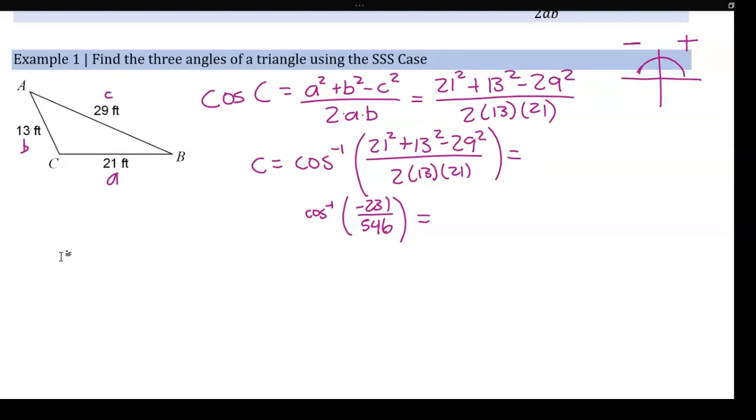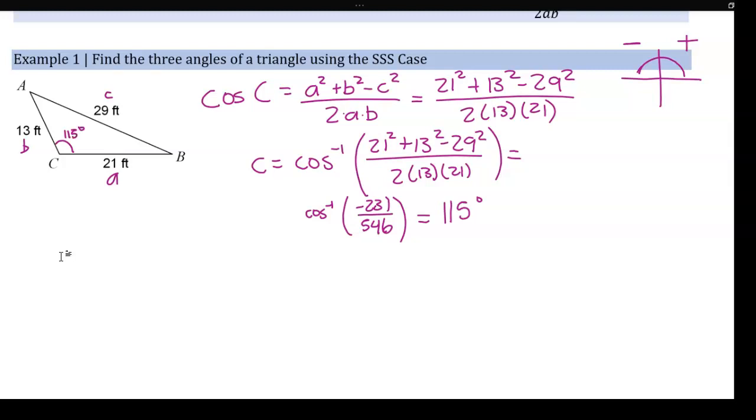So cosine inverse of negative 231 divided by 546 is, I'm in radian mode myself, excuse me. I get 115.02 degrees, but we'll just say 115 degrees. So we know angle C is 115 degrees.